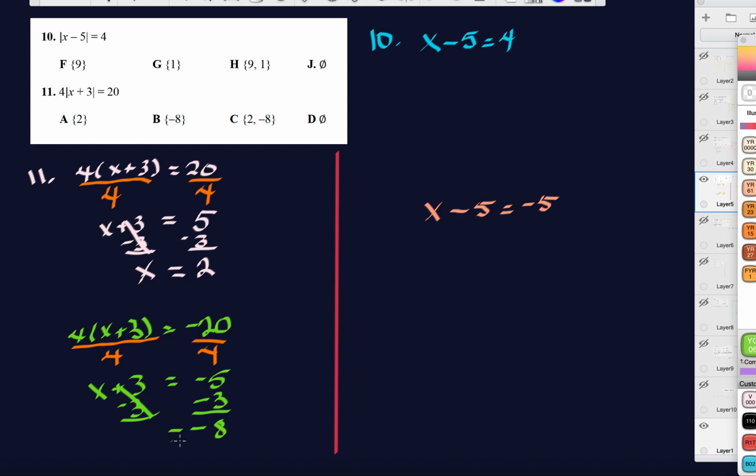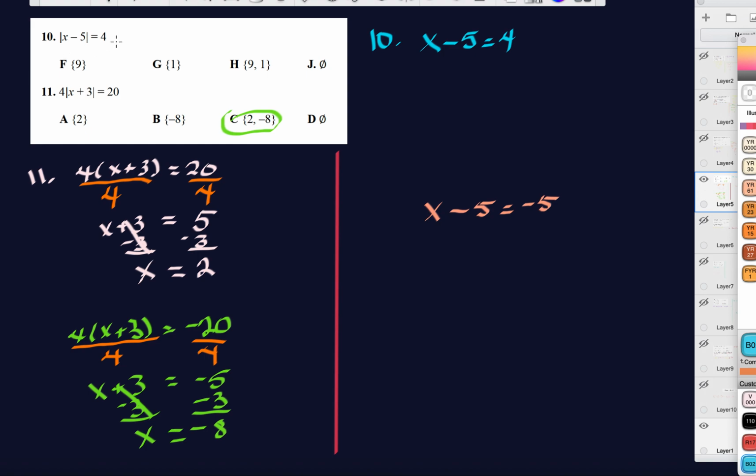All right, and let's see if we have the solution set of 2 and negative 8. Hey, look at that. 2 and negative 8. Right? I don't know why I jumped to number 11 first without doing number 10, but I'm going to jump back to number 10. I apologize for making that mistake.